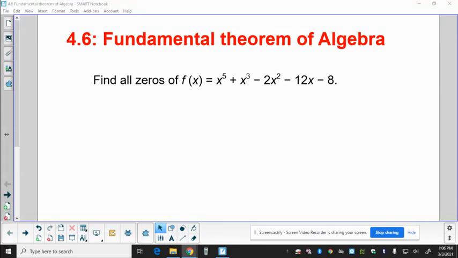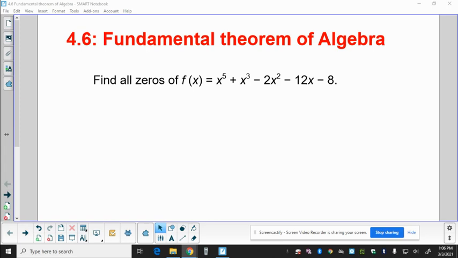Today's lesson, section 4.6, fundamental theorem of algebra. This is really a carryover from the last section, except what we will see is that our solutions that we find may be imaginary or complex in nature, and these problems may be a little bit more difficult to work through, but it's the same idea.